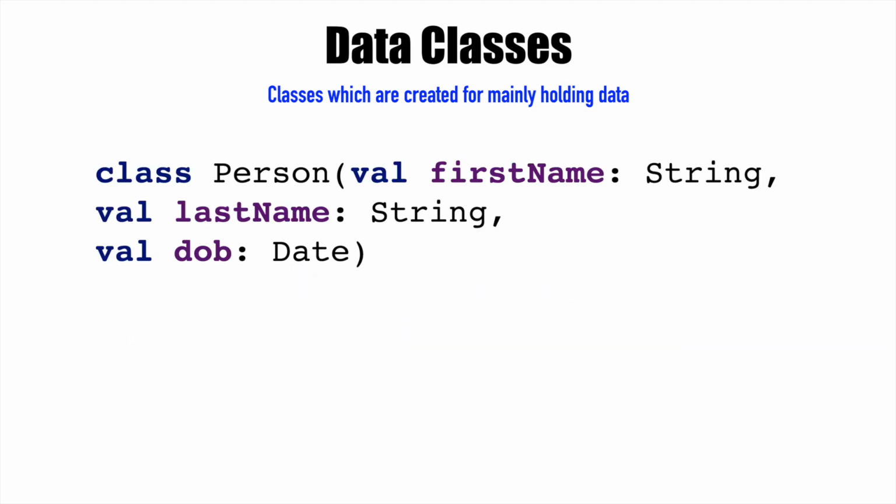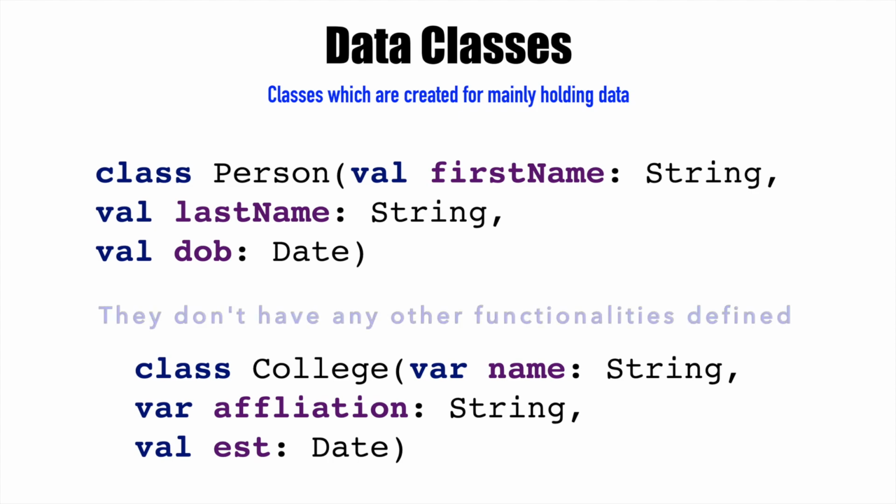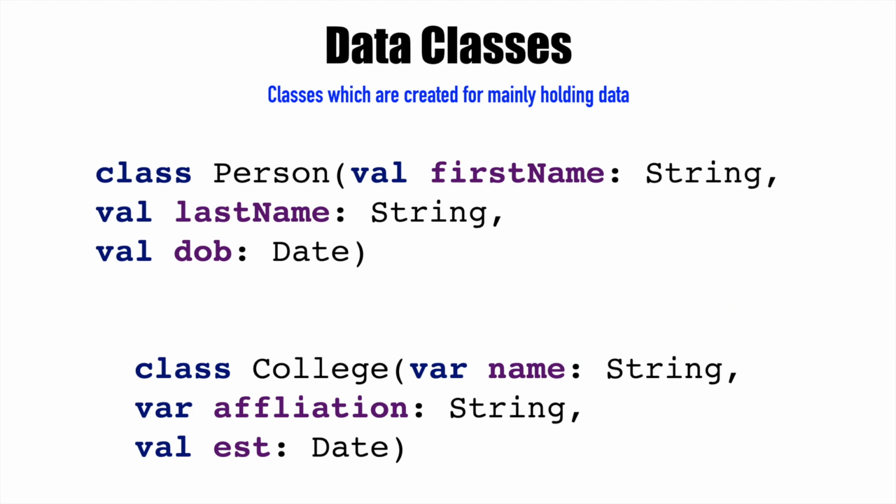For example, I can create a class called person, which holds first name, last name, and date of birth. Or it could be a college with a name, affiliation, and date of establishment. All these classes are basically going to hold some data which will be used by the application. So at the end of the day, these objects are used to hold the data.